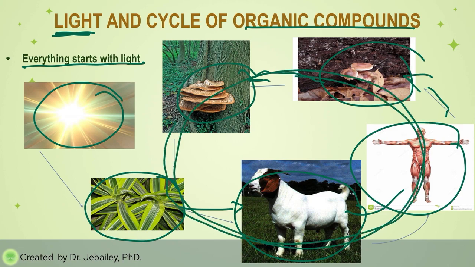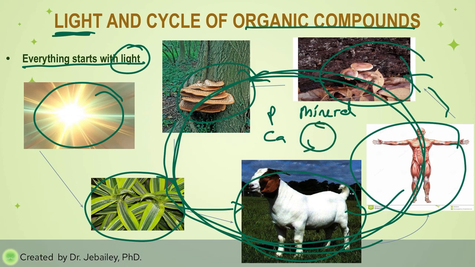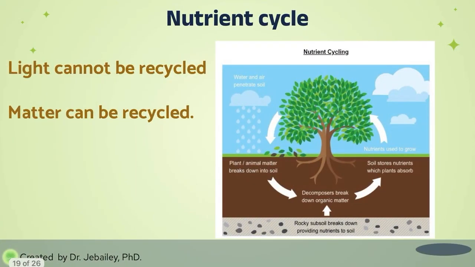But if you notice here in the cycle, one thing that does not go through the cycle is light. Light starts, but then the cycle here is just for phosphate, calcium, any kind of minerals you can think about. They can keep going in this cycle here. But when it comes to light, the light is the only thing that is non-cyclic. Okay? So just to be clear, light is the only one that cannot be recycled; matter can be.